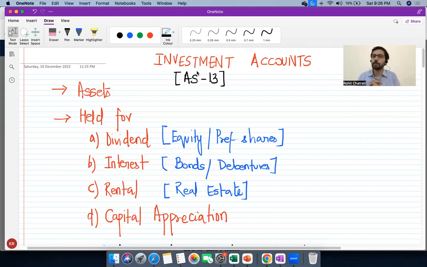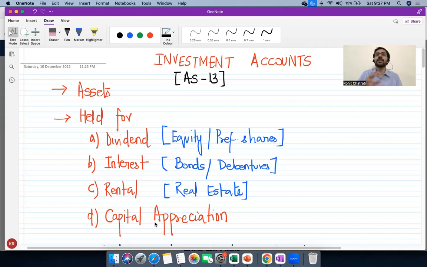Now, accounting standard number 13, AS 13, defines investments as assets which are held for the purpose of earning either dividend or interest or rent or capital appreciation. These are assets, which means I might have purchased something and I'm holding it for the purpose of earning either dividend income or interest income or rental income or for the purpose of capital appreciation or any other benefit. So it is anything that I hold for the purpose of earning dividend, interest, rental, and capital appreciation.